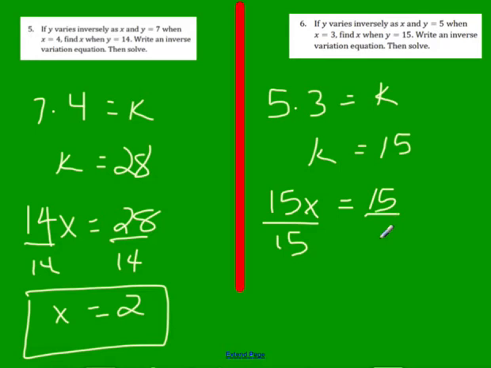Divide both sides by 15 and you get that x is equal to 1. So x is equal to 1 is our final answer for number 6. Let's take a look at number 7.